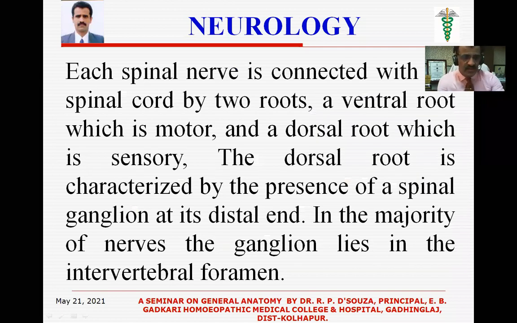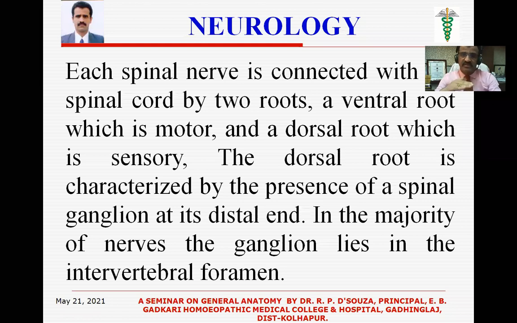Each spinal nerve is connected with the spinal cord by 2 roots, a ventral root which is motor and a dorsal root which is sensory. The dorsal root is characterized by the presence of a spinal ganglion at its distal end. In the majority of nerves, the ganglion lies in the intervertebral foramina. Intervertebral foramina, we have seen that in a picture of the vertebral column.